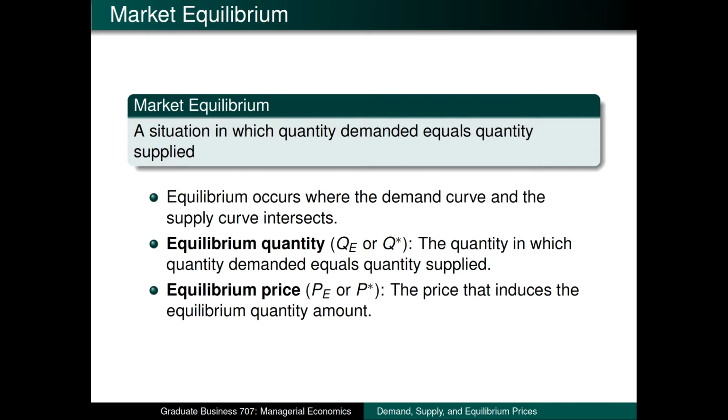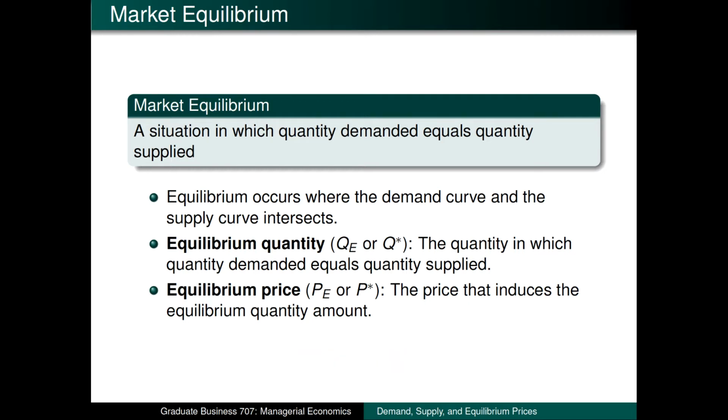In fact, a market equilibrium occurs when quantity demanded is equal to quantity supplied. Graphically, this is where the supply and demand curves intersect. The quantity associated with that intersection point is referred to as our equilibrium quantity, whereas the price associated with that particular equilibrium quantity is referred to as our equilibrium price. So by definition, the equilibrium exists where the equilibrium quantity is equal to quantity demanded and quantity supplied.